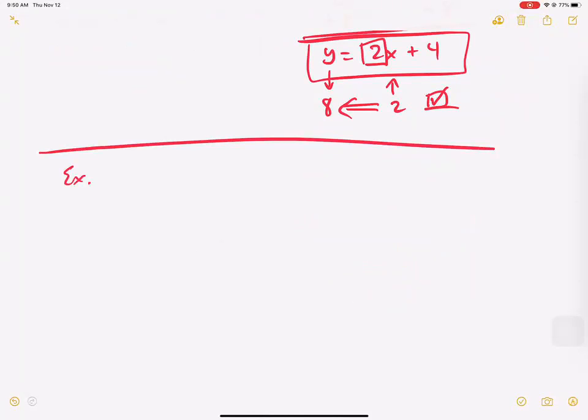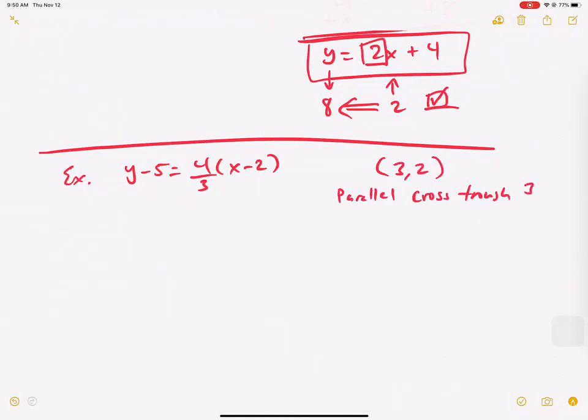The example says, my line equation is y minus 5 is equal to 4x minus 2. Actually, no, let's do a fraction, because they might give you a fraction. And then they want us to go through the point 3, 2. So we write parallel, crossing through 3, 2. We want a line that's parallel and passing through 3, 2.